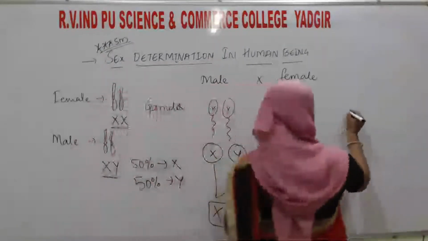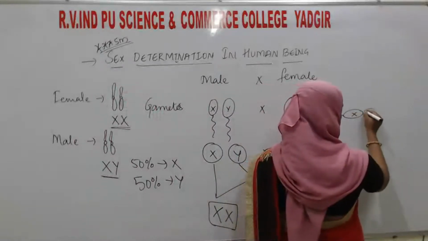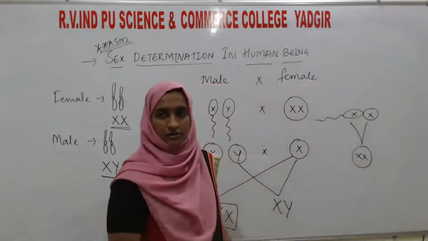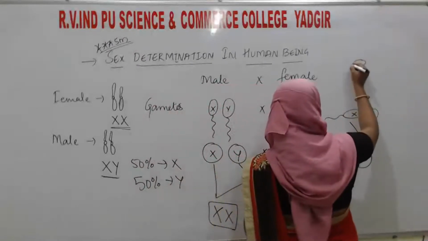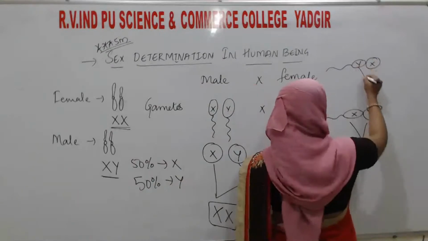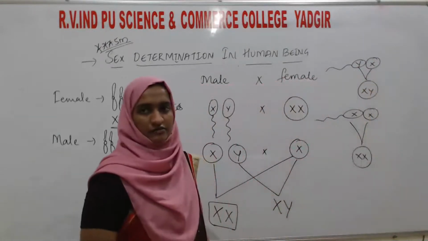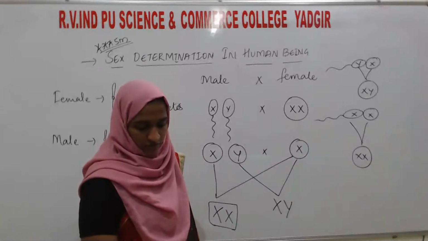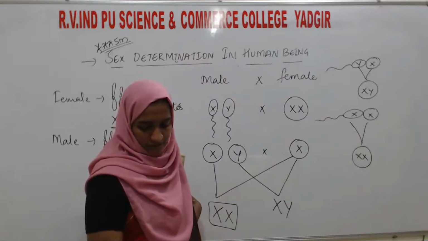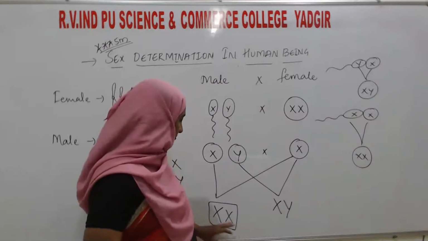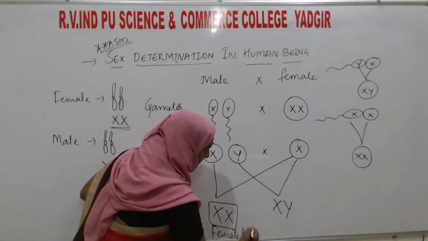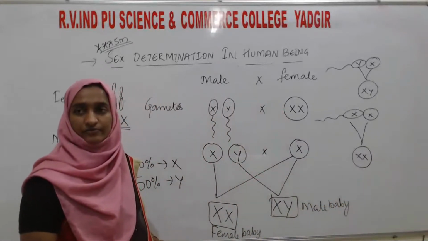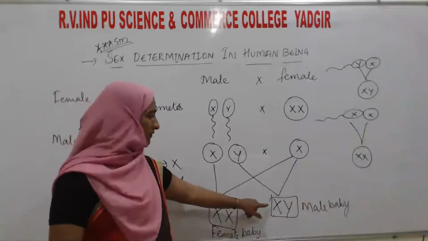See here, I will show you. This is the sperm which carries the X, and this is the ova which carries the X. Then what will be the zygote? The zygote will contain XX chromosomes. Understood? If the sperm carries the Y chromosome and the ova carries X, after fusion what will the zygote be? XY. Simple. So what is the sex of the baby if it is XX? XX means female baby. XY means male baby.